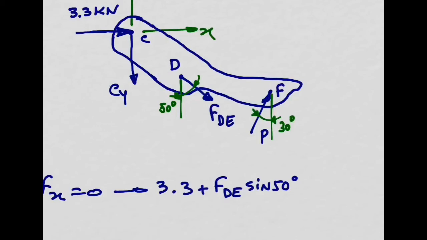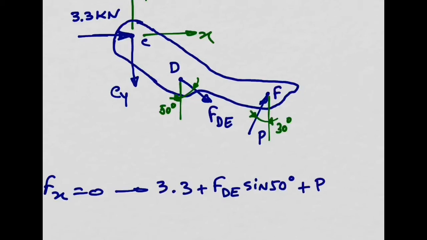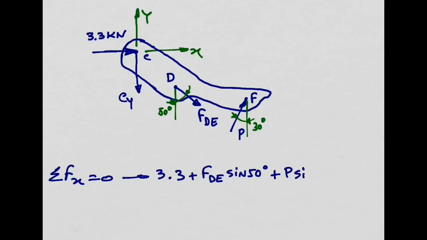Okay, so I'm going to speed this up. This is vectors, what we did at the very beginning, right? Now I have to also get the horizontal component of force P. Positive or negative? Positive is P times sine of 30. That's all I have in the x direction. This needs to be equal to 0 to be in equilibrium.